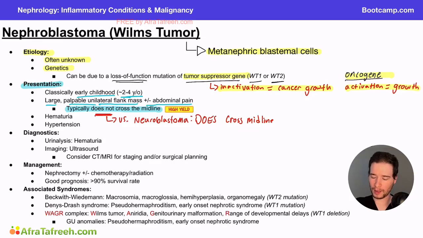Now, moving on to some other classic symptoms we expect to see. So this is going to be hematuria and hypertension as well. Now, keep in mind with a lot of these physical exam findings, they're not present in all patients, right? They're clues that we're dealing with the renal involvement.